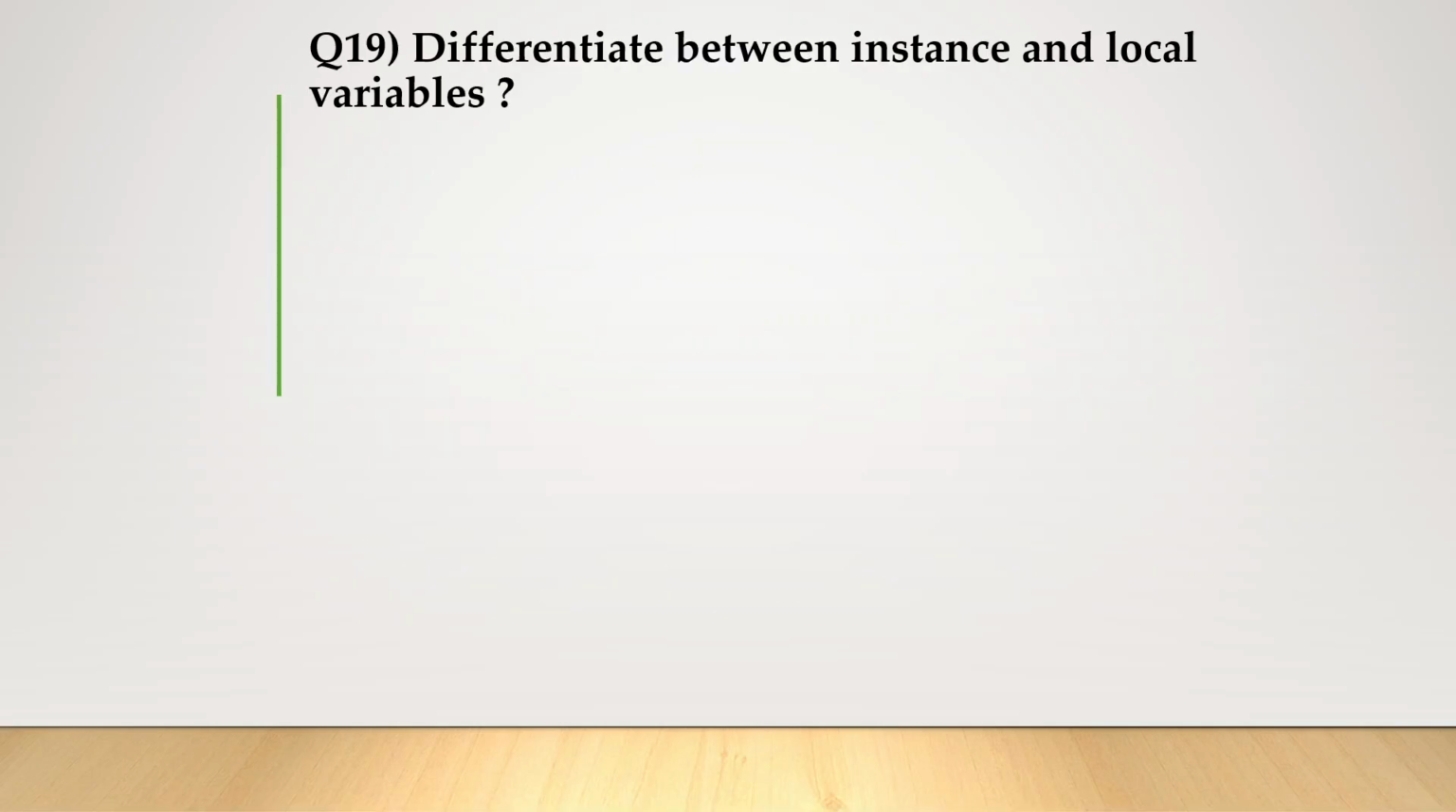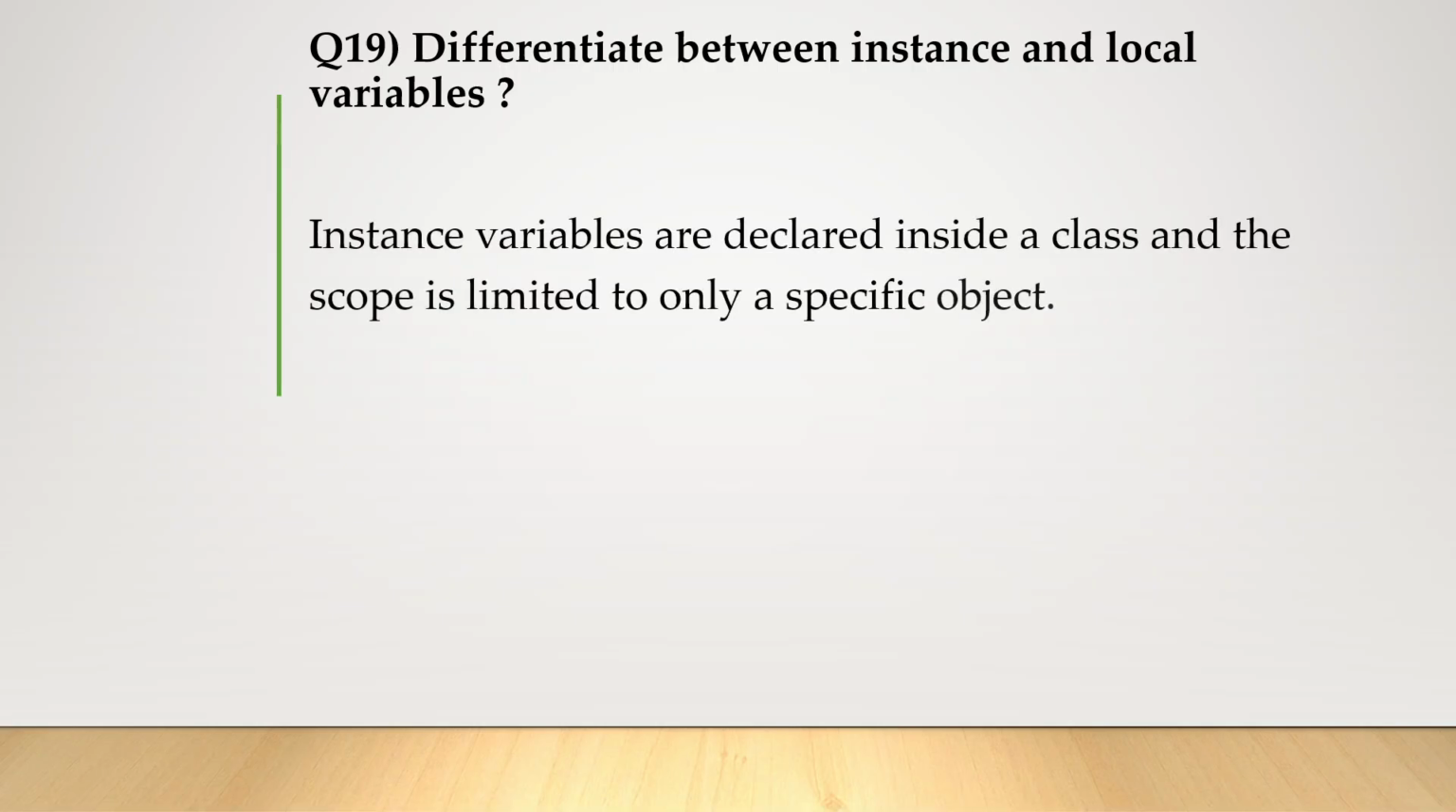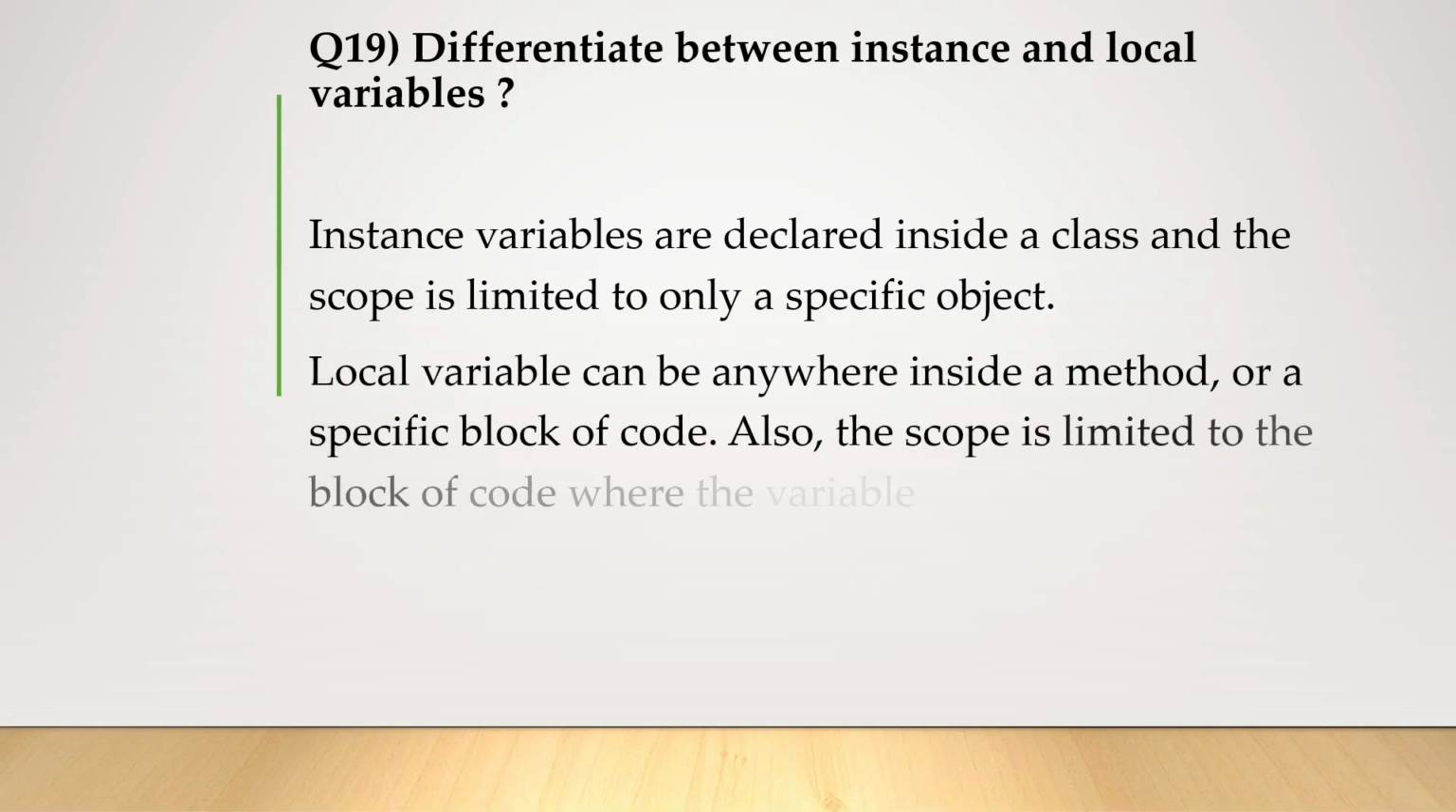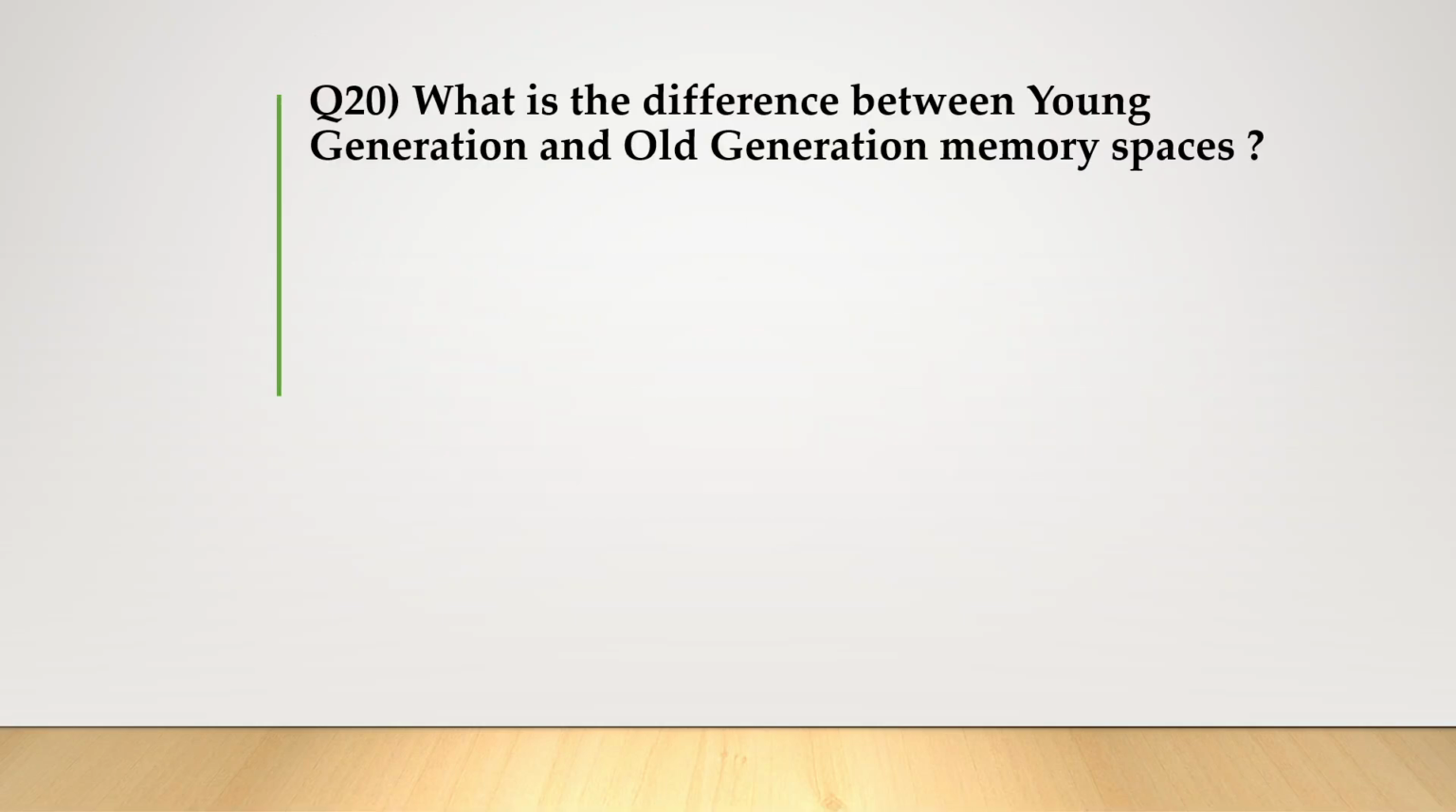Next is differentiate between instance and local variable. Instance variables are declared inside the class and the scope is limited to only a specific object. Local variables can be defined anywhere in the method or a specific block of code. Also the scope is limited to the block of code where the variable is declared.